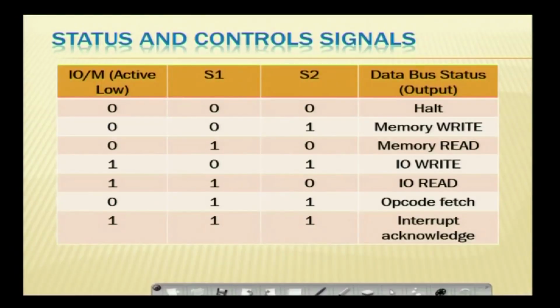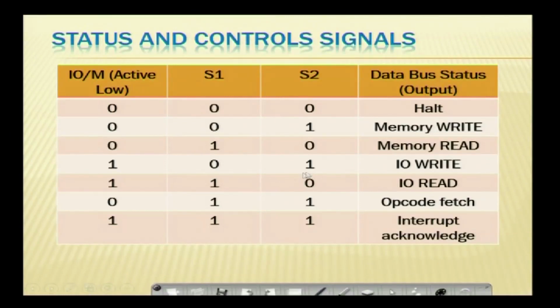So, whether the processor is communicating with the IO devices or with the memory devices, based on the IO/memory bar signal we can identify it, and also we have to know some of the status signals. So, these are the status and control signals. There are 2 status signals available in the 8085, S1 and S0. When these 2 signals are 0 0, that indicates the halt operation. When the signal is 0 1, it indicates memory write. When the signal is 1 0, it indicates memory read.